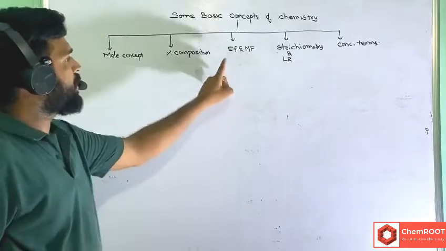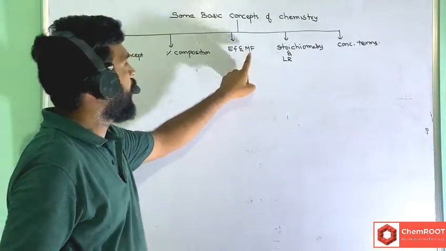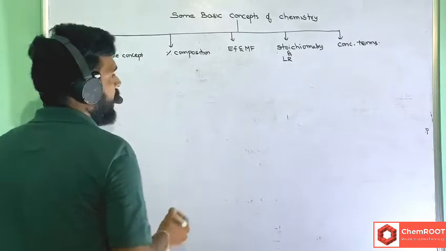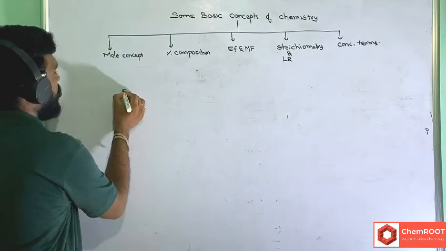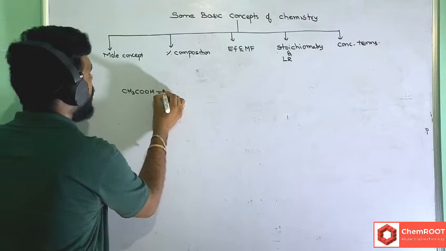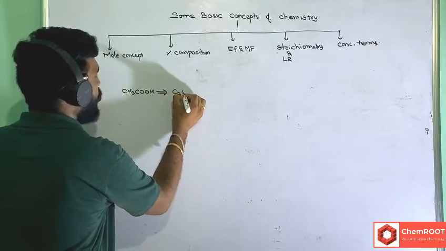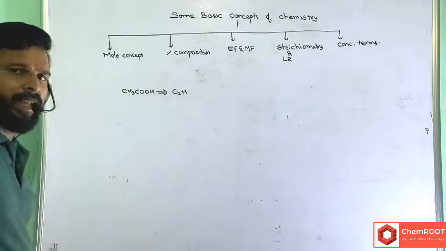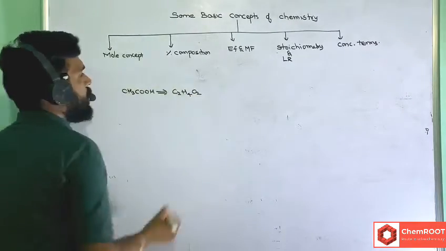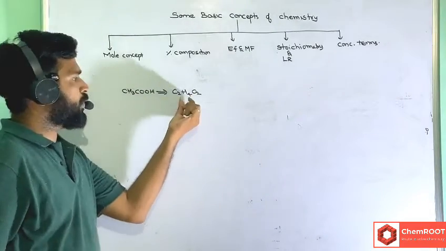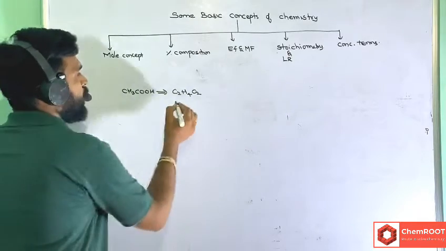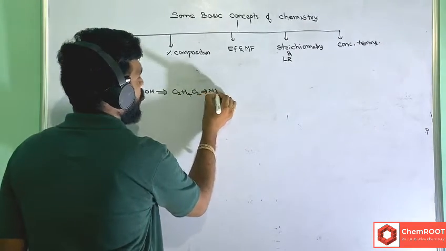Empirical formula gives the simplest ratio of atoms and molecular formula gives the exact number of atoms. Suppose you are taking acetic acid, what is the chemical formula? CH3COOH. Okay. Now you observe 2 carbons and how many hydrogens are there? 4 hydrogens and 2 oxygens are present. So exactly 2 carbons, 4 hydrogens, 2 oxygens. So it is the exact number of atoms given. So this is related to molecular formula.